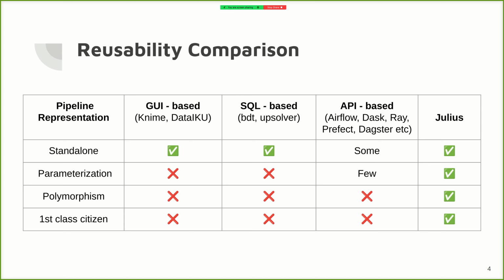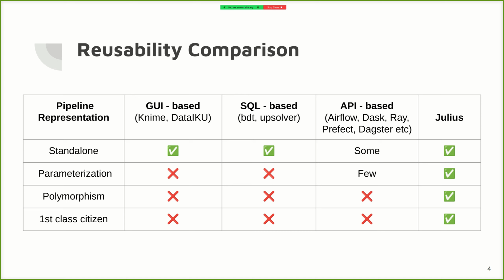Additionally, the pipeline representation should support parameterization, especially polymorphic parameterization, allowing the same pipeline representation to be used to create different data and analytical processes depending on its parameters, similar to how object-oriented programming works. And lastly, the pipeline representation should be a first-class citizen. That means it can be passed as a parameter to another pipeline and create a sophisticated combination of pipelines. All of these are really the lessons we have learned from reviewing the history of programming paradigms.